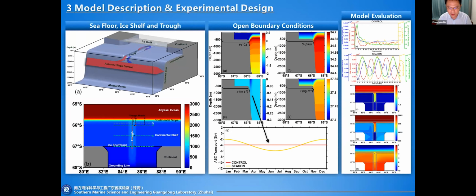We use 3 meridional cross-sections to preliminarily show how MCDW ventilates the shelf region in the presence of the trough. Cross-sections A, B, C are located at the upstream edge, and the mid-trough region, respectively.